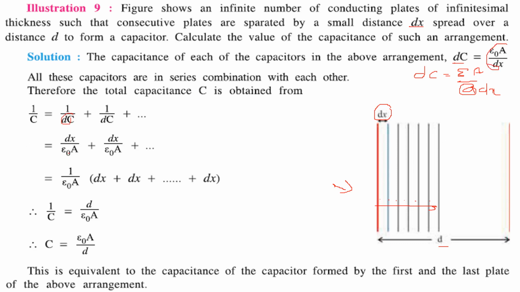So let us write it. Here this 1 by epsilon naught A can be taken outside. This dx plus dx plus dx remains, and if we add all these dx, it will give you d, nothing but d. So 1 by C will be equal to d by epsilon naught A, so C will be equal to epsilon naught A by d. And this is equivalent to the capacitance of the capacitor formed by the first and last plate in this arrangement.